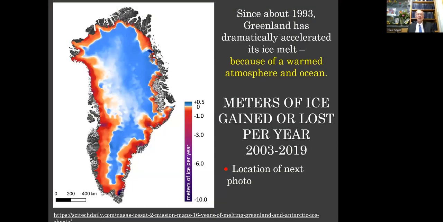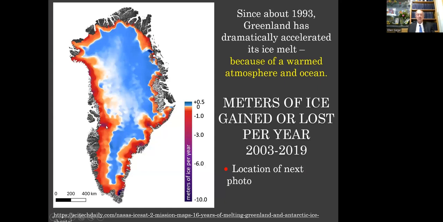Since about 1993, both Greenland, shown here, and Antarctica have started a dramatic rate of melt. And here's an example from 2003 to 2019. You can see the number of average meters of ice lost or gained in the blue per year. And you can see in areas such as here near the Jacobshavn ice fjord coming out that there has been somewhere from 3 to 6 meters of ice per year lost. That's lowering the elevation of the ice sheet. That's adding water to the ocean. And we've had almost a millimeter of global sea level rise being added per year from Greenland alone now.